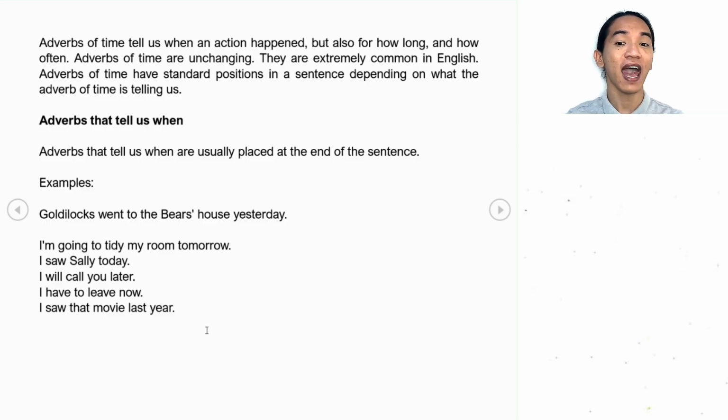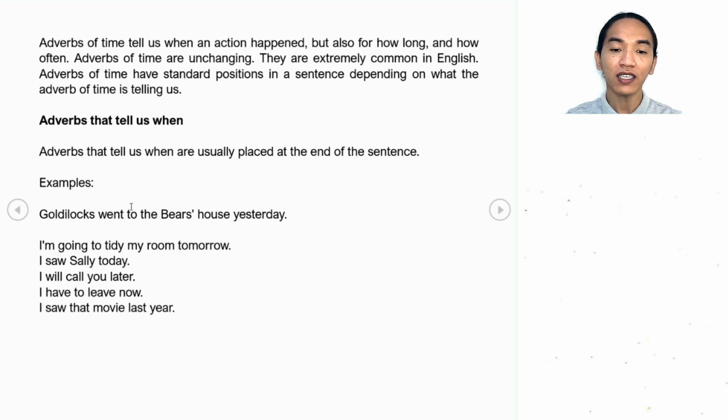Adverbs of time have standard positions in a sentence depending on what adverb of time is telling us. So we will discuss these matters under the discussion of adverb of time. So, adverbs that tell us when. If ever you ask the question when, these are the adverbs that answer this question. Adverbs that tell us when are usually placed at the end of the sentence.